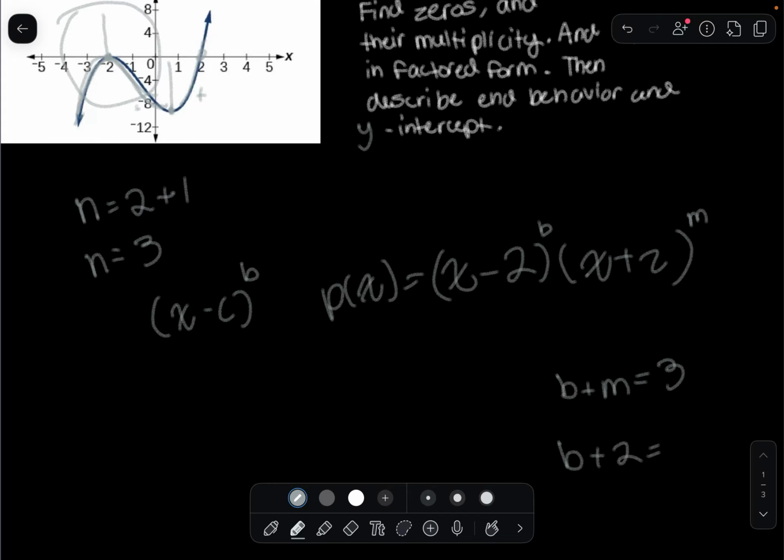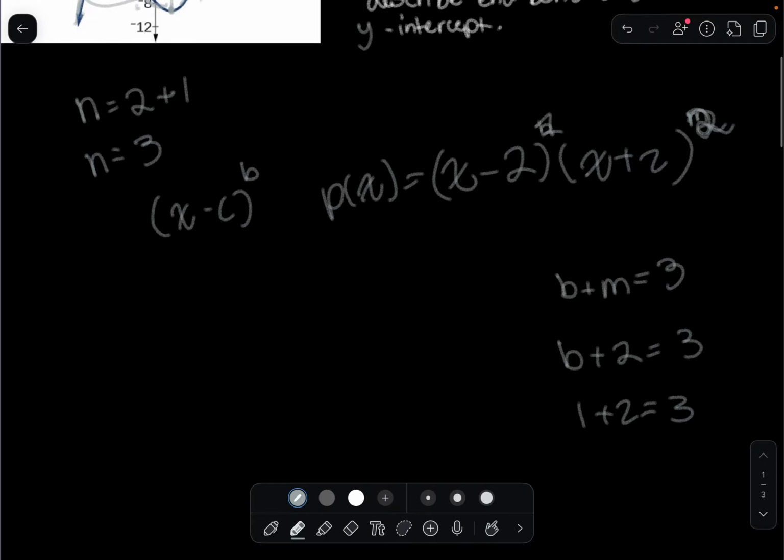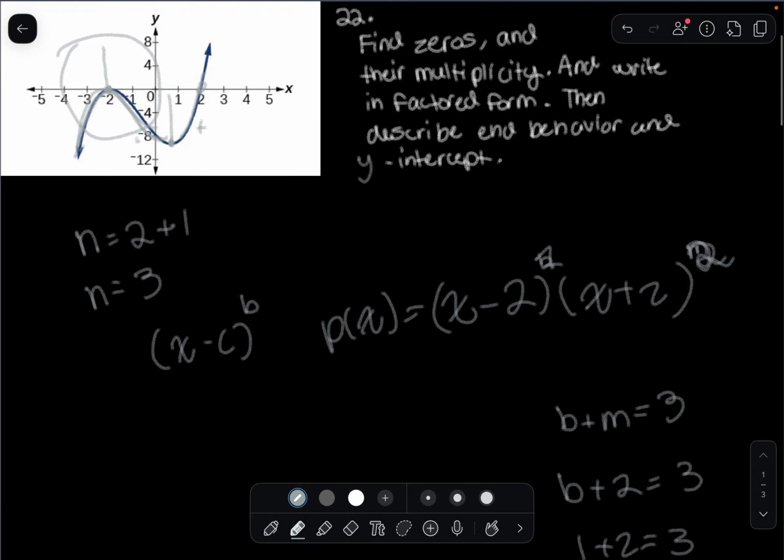So we have m equal to 2, and then b is equal to 1, so 1 plus 2 is equal to 3. So our x plus 2 factor has a square, and our x minus 2 factor has 1. So now we've written the factored version of our function. We found the zeros, and we got the multiplicity. But next we need to talk about the end behavior and y-intercept of the graph.